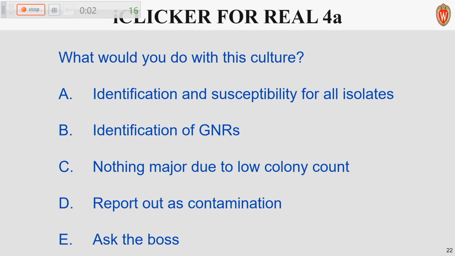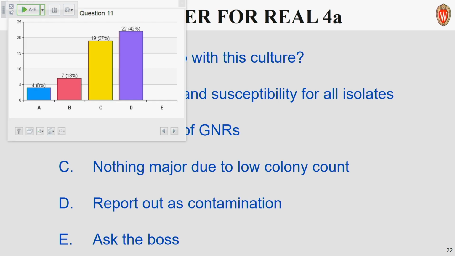Clinic patient, dysuria, midstream urine. All right, so it looks like the majority of us are doing contamination or no workup because the colony count is too small. There are a couple up there who are going to ID and susceptibility test everything, or the gram-negative rods.